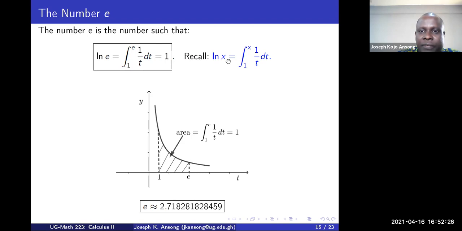Remember that we already defined ln x to be this. So basically replace x with e and you get that. So ln e equals this, and we want e to be such that when I integrate from 1 to that e, I should get 1. In other words, if I integrate from 1 to some number, which we are calling e, the area under the graph of this must be exactly equal to 1. And that e is approximately equal to this number here. So that is the definition of what the number e actually is. When you see the natural exponential, this is what it actually means.